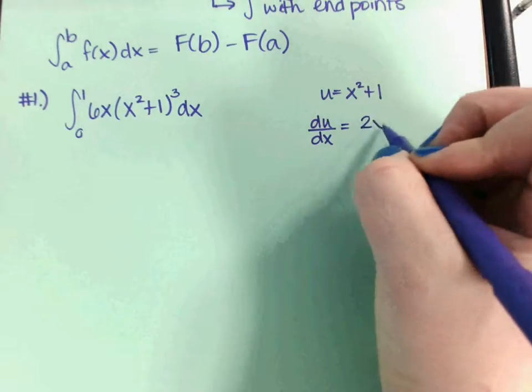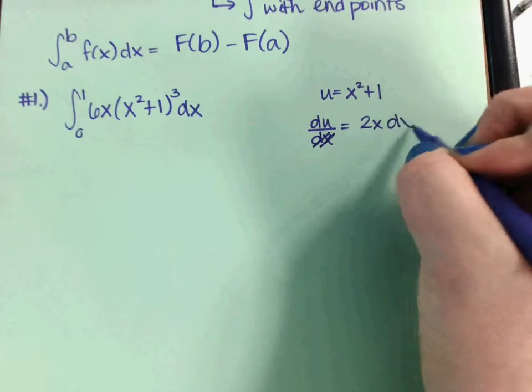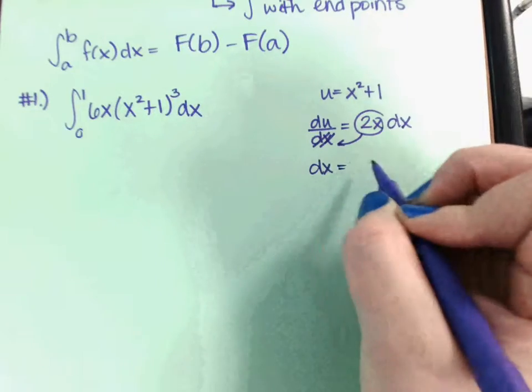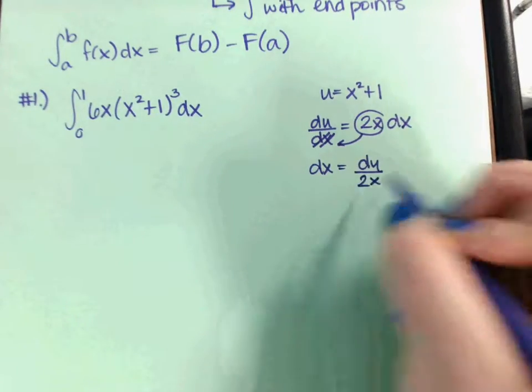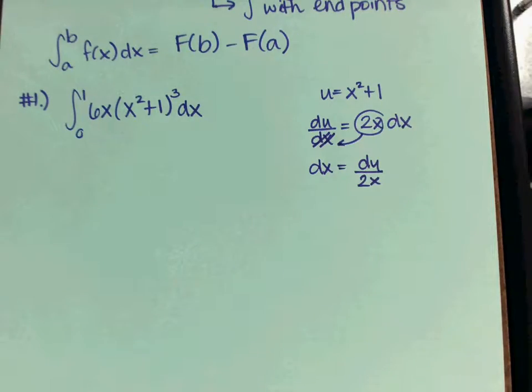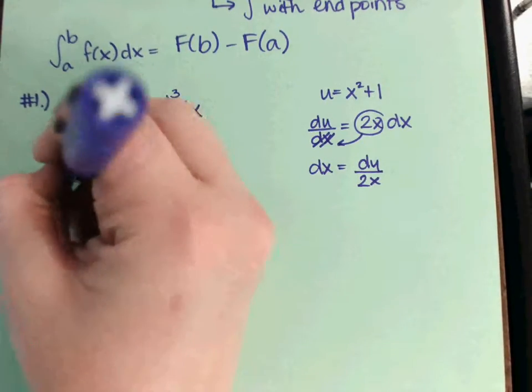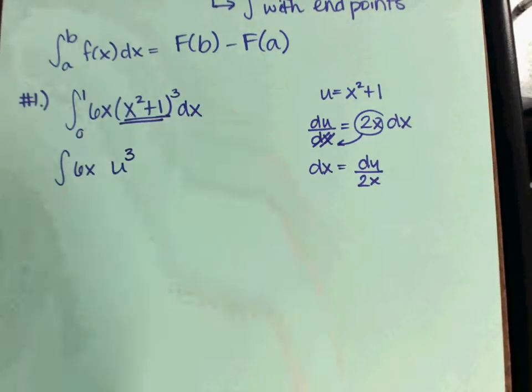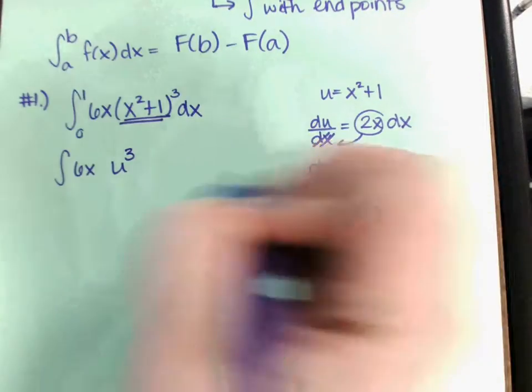2x. Then I move my dx up and I move my 2x down, so dx is now du over 2x. So far, so good? Okay, we're going to rewrite our integral. 6x in the front, this is now a u to the 3, and then my dx is now a du over 2x.